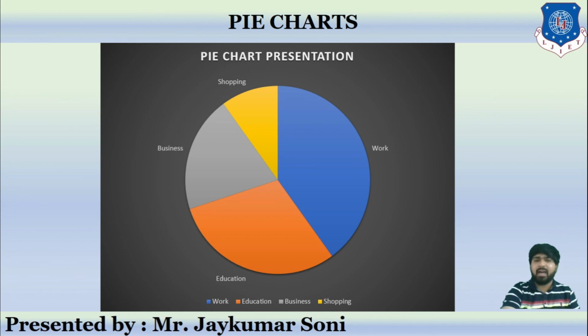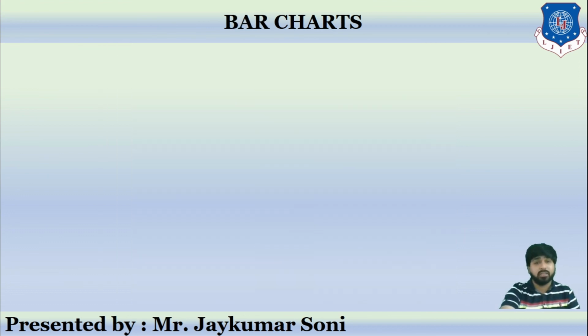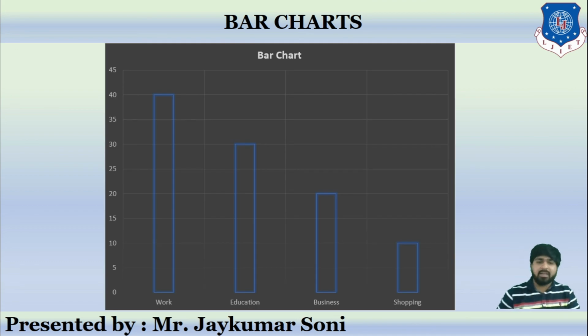Then comes the pie charts. Pie charts represent like this: out of 100% trips, this much portion is covered by work trips, this is covered by shopping trips, this is covered by business trips, and this is covered by education trips. And then comes the bar chart also: work, education, business, and shopping. All these are various kinds of trips. So this is how you can learn this particular thing. This is about the presentation of origin and destination studies.